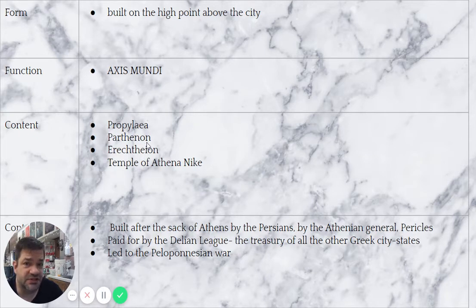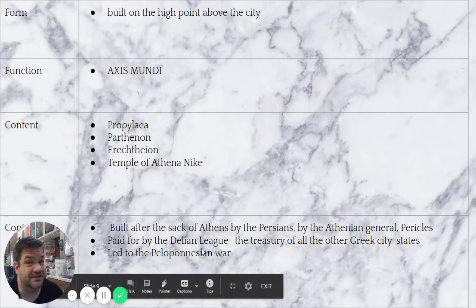There's the Parthenon, which is dedicated to Athena Parthenos. There's the Erechtheion, which is housing the relics of the war between Poseidon and Athena to determine who is going to become the patron of the city, and the Temple of Athena Nike. Okay. So again, built after the sack of Athens by the Persians, by the Athenian general Pericles, who is the leader of Athens during this time period. And it's going to be paid for by the Delian League.